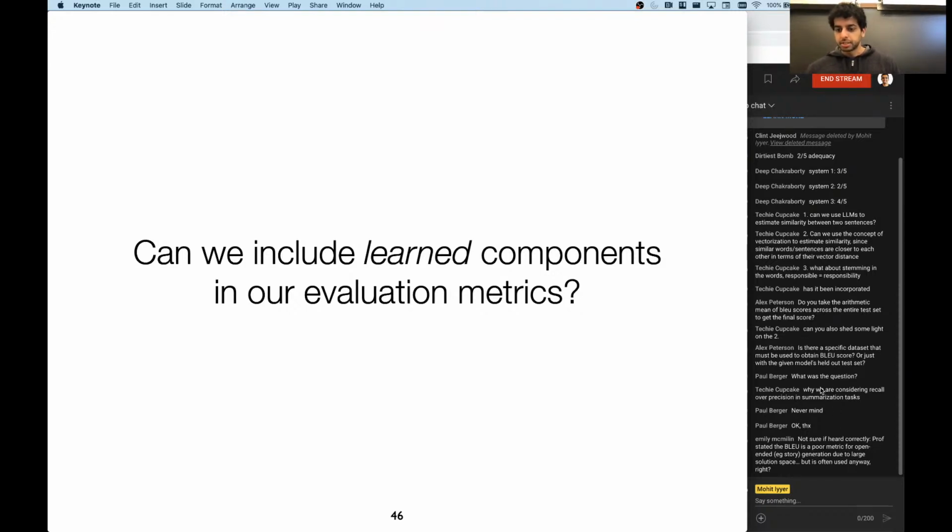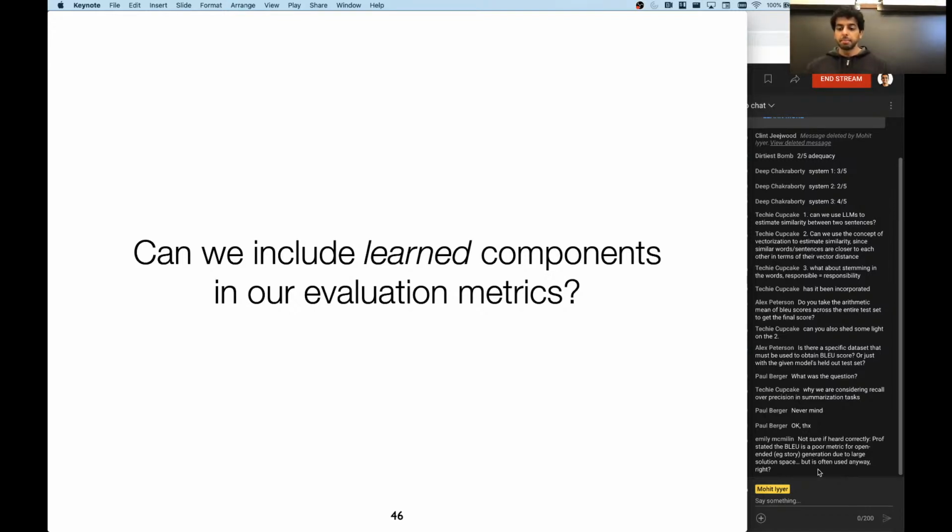Okay, let me just see these YouTube comments. Is there a specific data set that must be used to obtain a BLEU score? No. So yes, you're correct that any machine translation data set, held out test set or dev set can be used to compute BLEU score. What was the question? Oh, this was the, okay, thanks. This was answered. The BLEU is a poor metric for open-ended generation due to the large solution space, but is often used anyway.